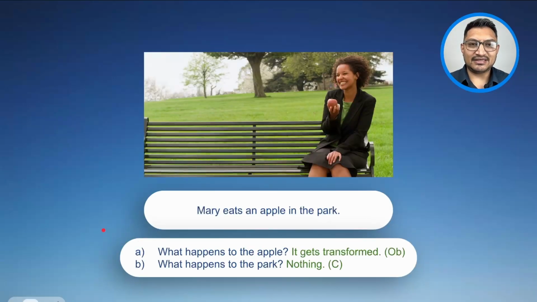Let's go back to this sentence one more time. Mary eats an apple in the park. So what happens to the apple? Well, it gets transformed, so the apple is the object. What happens to the park? Nothing happens to the park. It does not get transformed, so it is the complement.